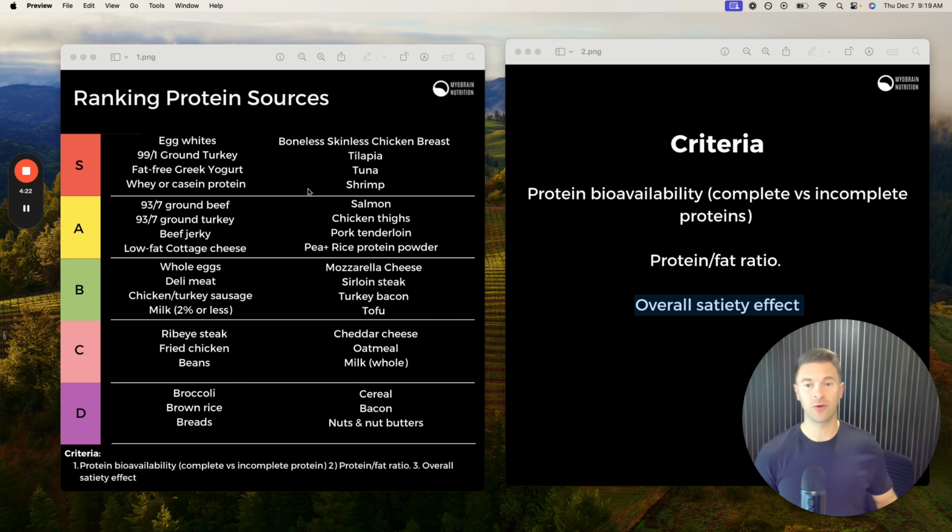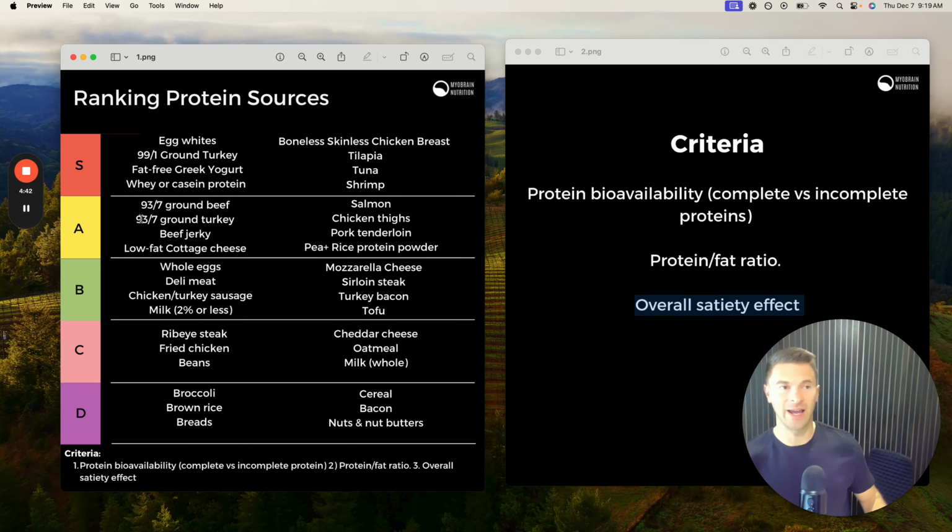So if you're ever in a situation where you don't have a lot of calories remaining, say you're trying to eat 2,500 calories per day, but you've already eaten 2,300, you don't have a lot of wiggle room, but you still need to reach your protein intake. These things are fantastic, right? Almost all of your calories come from protein.